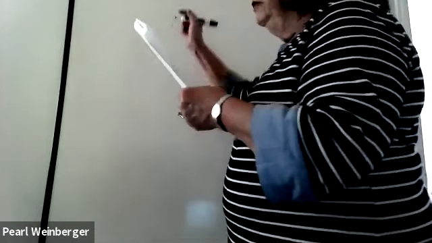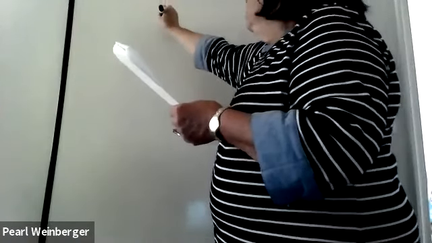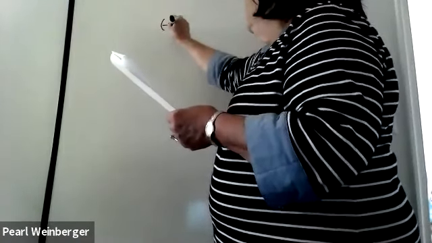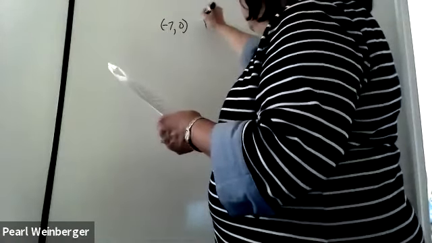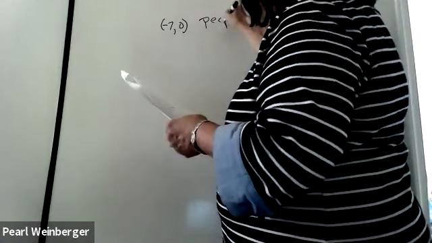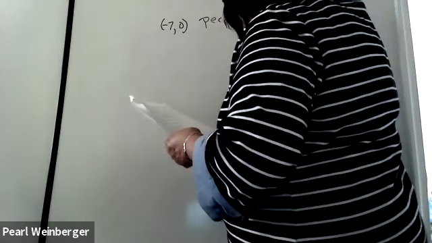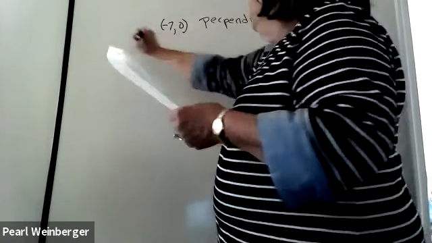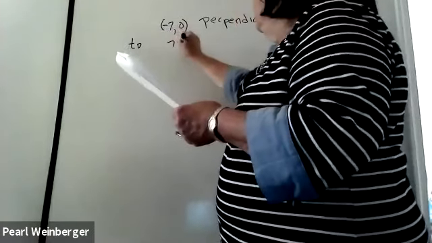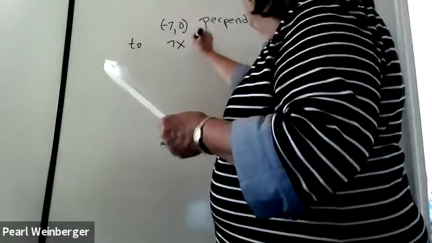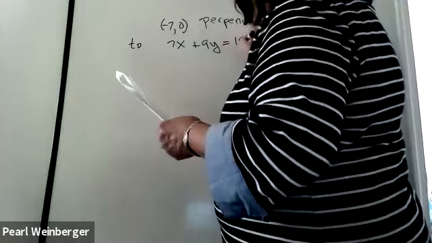Determine the equation of the line described. Through (-7, 0), and perpendicular to 7x plus 9y equals 18.